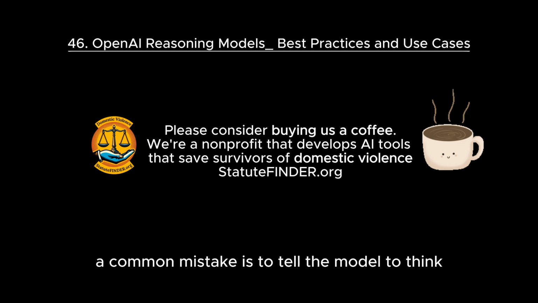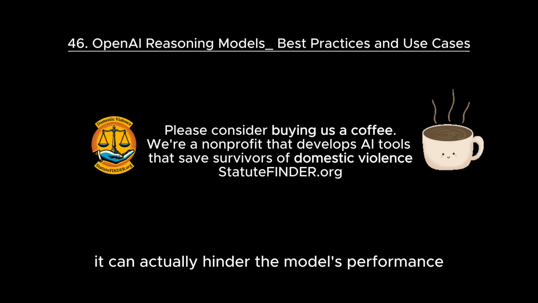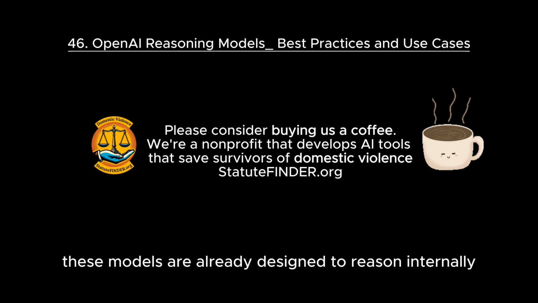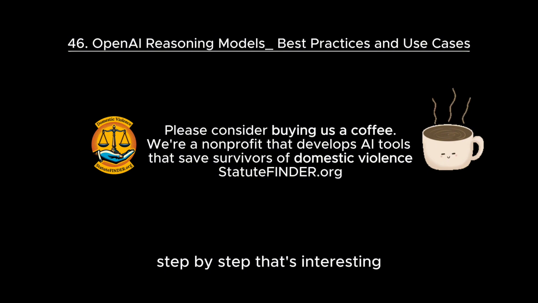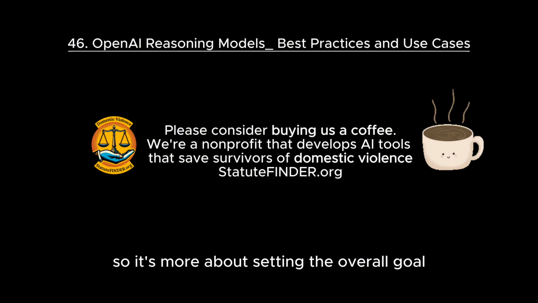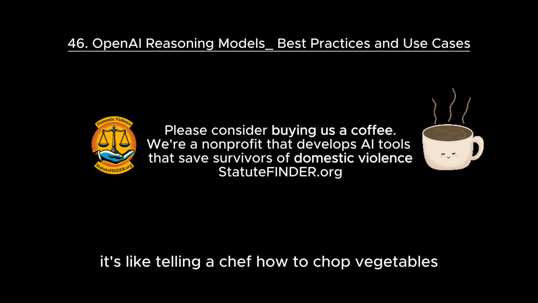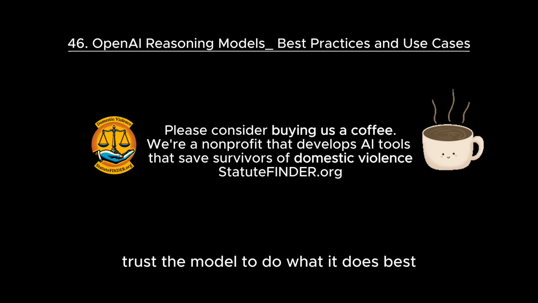Yes. A common mistake is to tell the model to think step by step. While this might seem helpful, it can actually hinder the model's performance. Remember, these models are already designed to reason internally, so they don't need to be explicitly told to think step by step. That's interesting. So it's more about setting the overall goal and letting the model figure out the best way to get there. Exactly. It's like telling a chef how to chop vegetables when they're already a master of their craft. Trust the model to do what it does best.